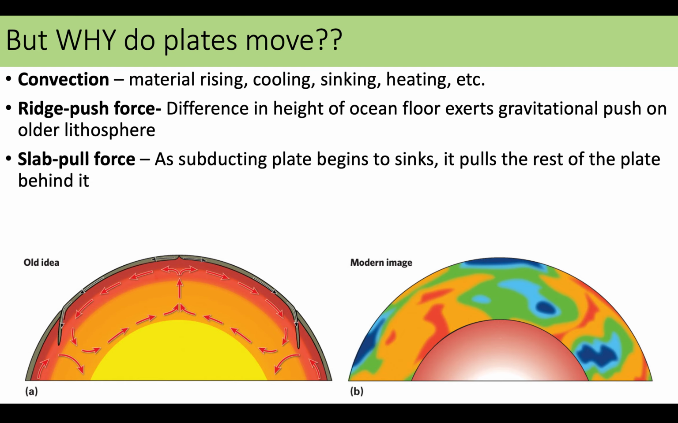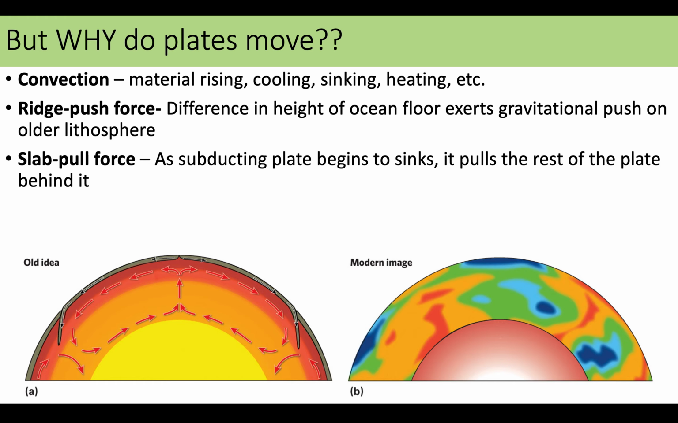So we understand that plates move. We have our evidence. We know the different types of boundaries, but why is there motion in the first place? The main reason has mostly to do with heat. The main reason is convection. So there's convection going on in the inner layers of the Earth.